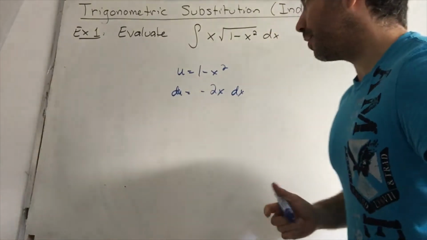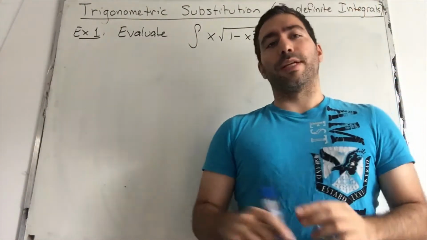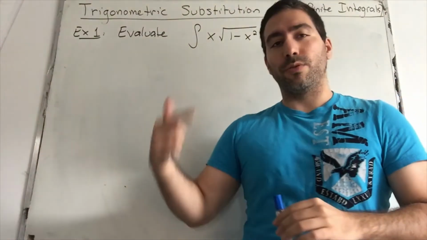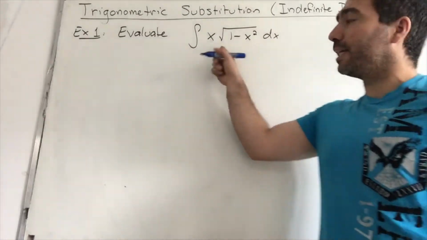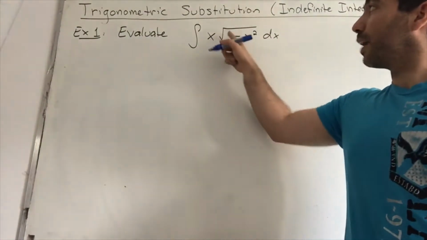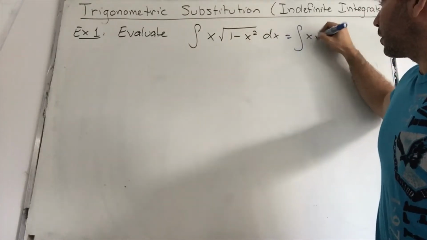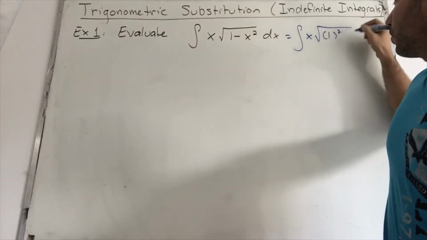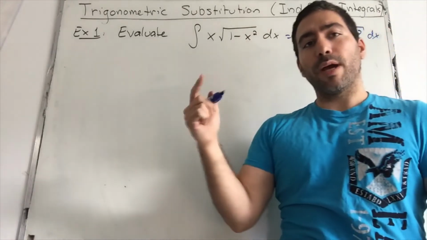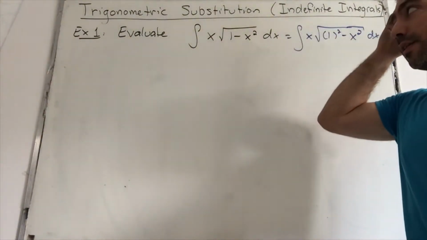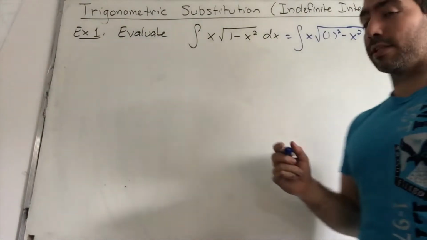But let's pretend, just for the sake of argument, that your teacher forces you. They state specifically, evaluate this integral using a trigonometric substitution. Well, if we're forced into it, now we have to figure out what case we are dealing with here. So looking at the integral, we have 1 minus x squared, which we could think of as the integral of x times the square root of 1 squared, so something squared, minus x squared dx. Okay. Since we have a number squared minus x squared, this was case 1. So we have to apply the substitution x equals a sine theta.